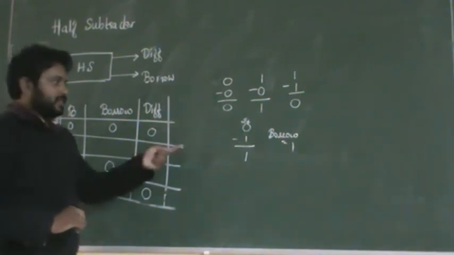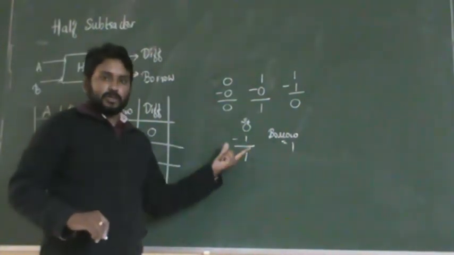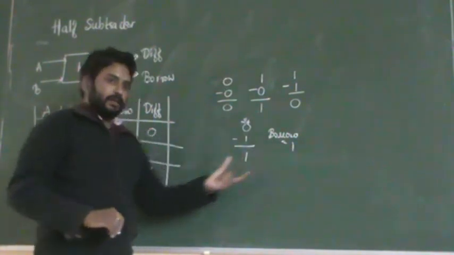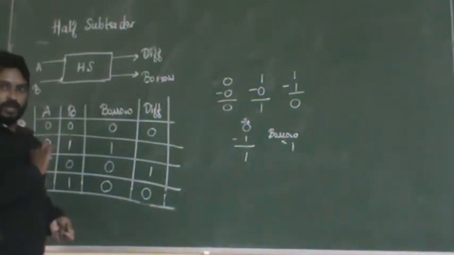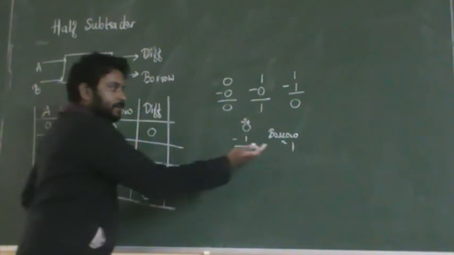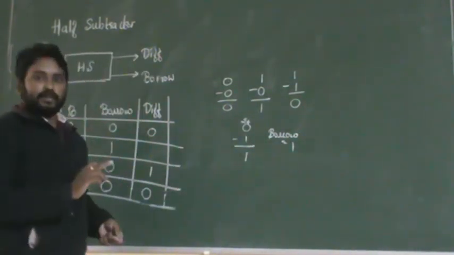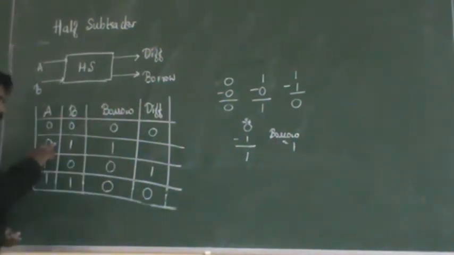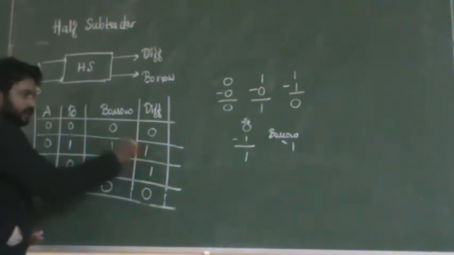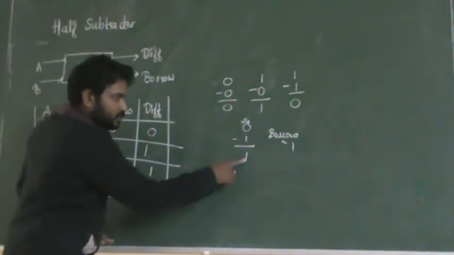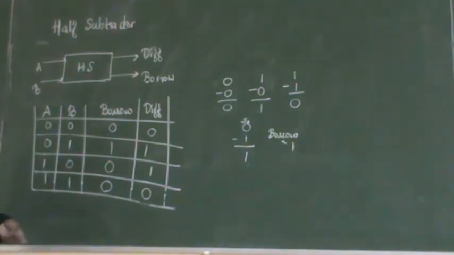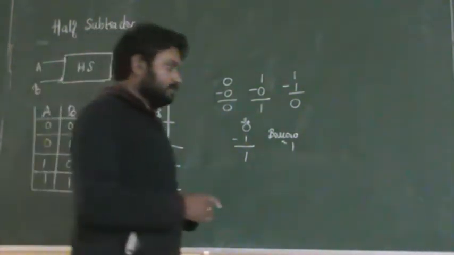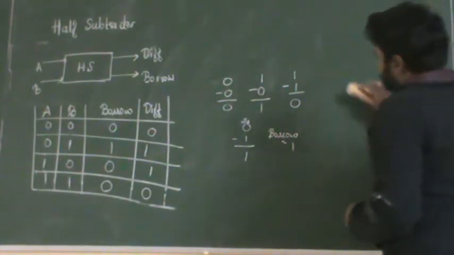Come to this combination, that is 0 minus 1. It is not possible, so you are taking a borrow. Whenever you are taking a borrow, just update the borrow as 1. Since you are taking the borrow as 1, this will become 2. 2 minus 1 is 1. This is the difference. Understood? So this is how we are supposed to write the truth table for the half subtractor.